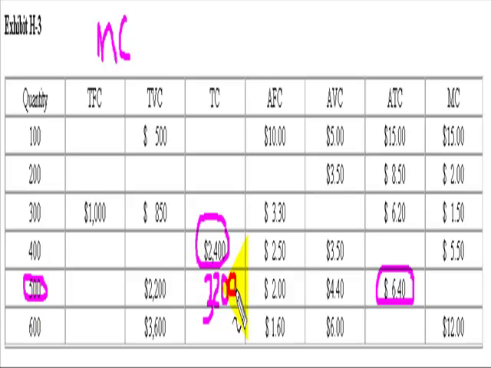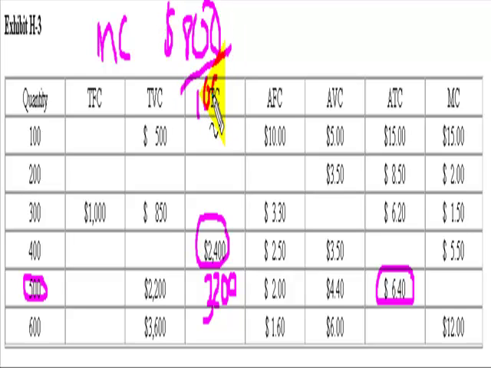That's 800. And of course, what we're interested in knowing is what's the marginal cost of the 500th unit. And of course, if you take the $800 in change in cost, and then you divide it by the number of units, 100, that gives you a marginal cost of each one of these 500 units of $8.